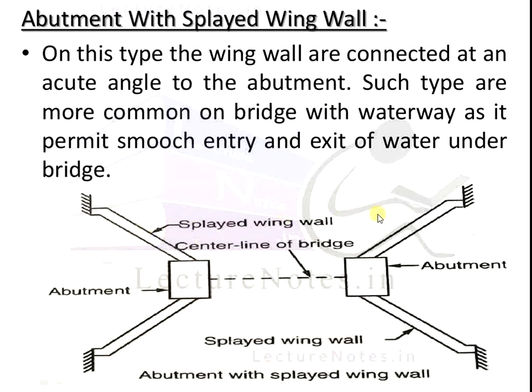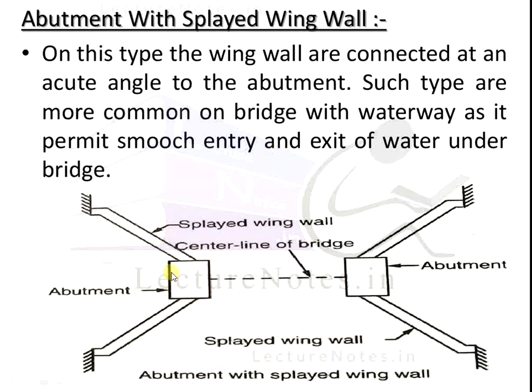Here we see the abutment with the splayed wing wall, and in this type the wing wall is connected at an acute angle to the abutment. The splayed wing wall is shown in both the top view and bottom view. Such types of bridge are more common for bridges over a waterway, as it permits smooth entry and exit of water under the bridge. This type of wing wall permits the water to flow at low velocity and exit under the bridge.